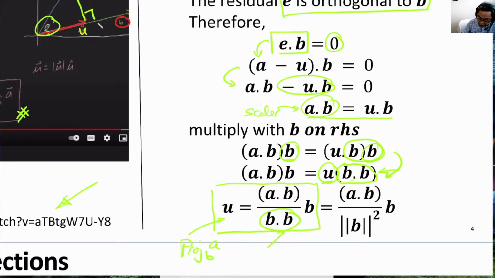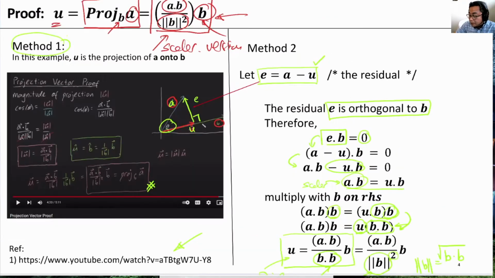What is B dot B? B dot B is the norm of B squared, since the norm of B is equal to the square root of B dot B. Please go through both ways of finding the projection of A onto B equation. Thank you.